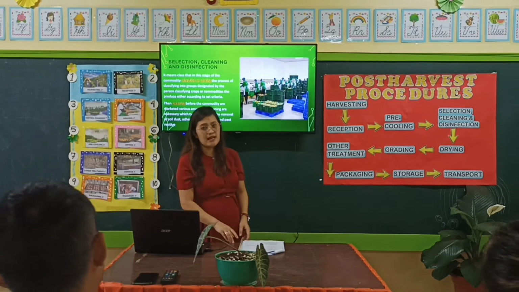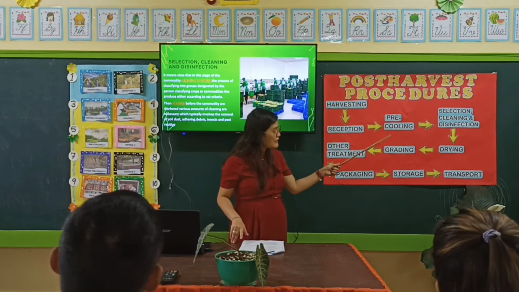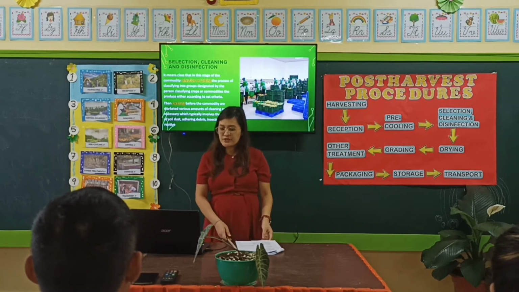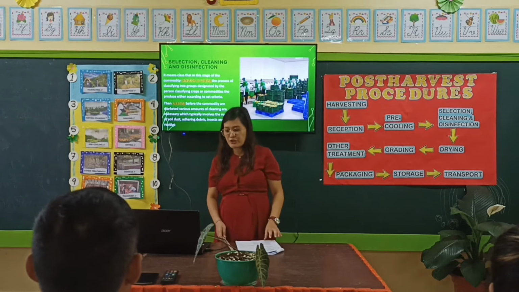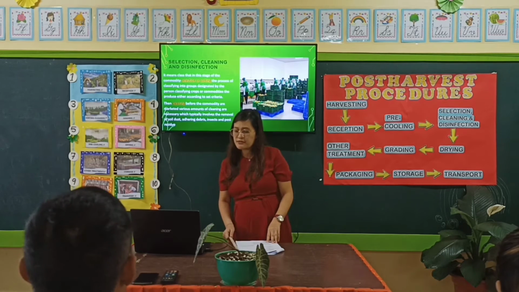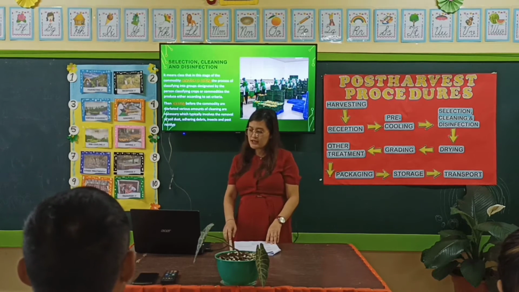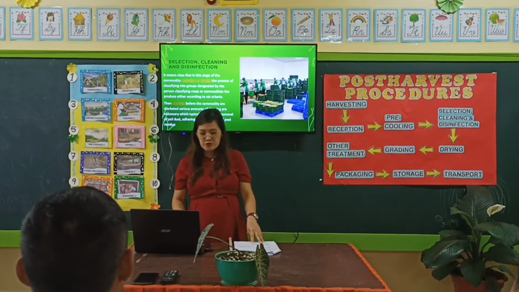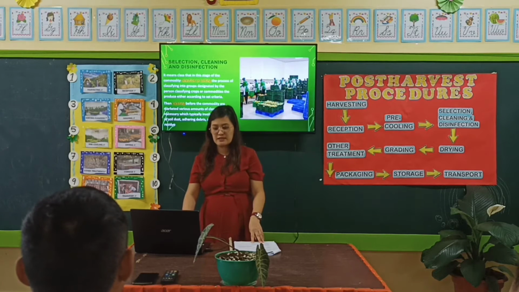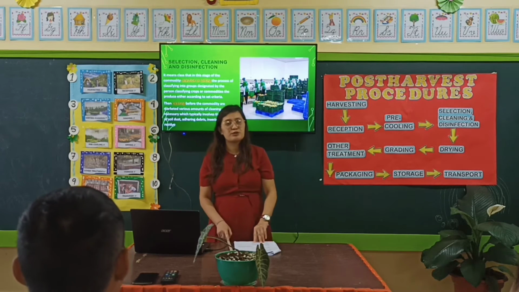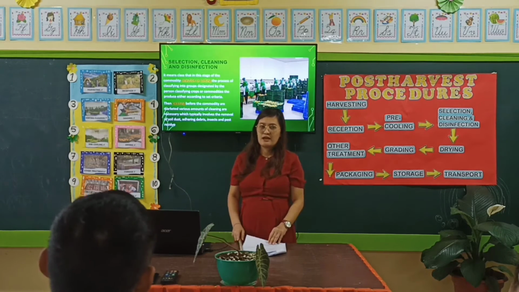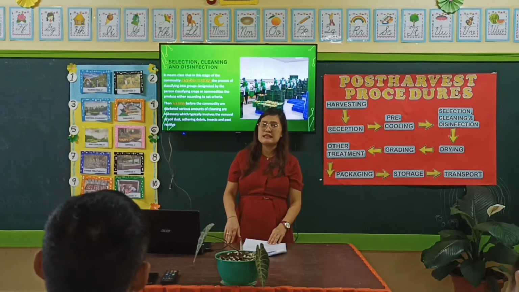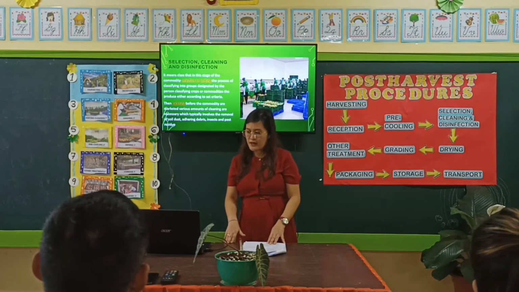So next is the selection, cleaning, and the disinfection. So it means, class, that in this stage, selection or sorting is the process of classifying the commodities into groups designated by the person classifying the crops, according to set criteria. So sorting should be done by hand to see what is really not suitable for market.